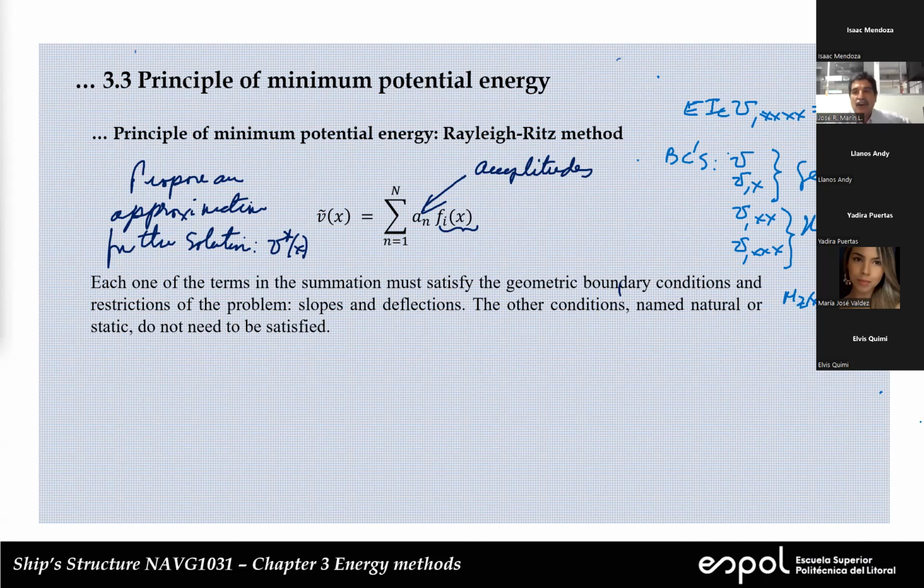Exactly. So these are little details. Well, not little details. This is something that we have studied. Shear force is equal to minus EI v,xxx. So if you know the value of the shear force, you can specify the value of the third derivative, right? Because usually you know the Young modulus and the inertia. And the other is geometric: the slope, which is the first derivative, is equal to 0, okay?